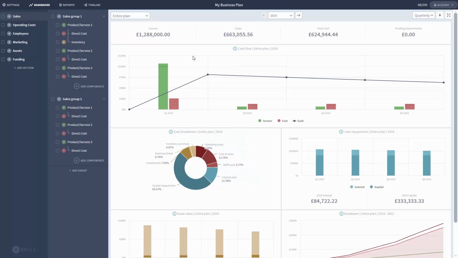So that just about runs through everything to do with the dashboard. We cover quite a lot there. Don't worry if I was a bit too fast on a lot of the data entry. We do have guides that cover all areas of the interface, so hopefully you've got a good overview of what the Brixx dashboard can do for your business.